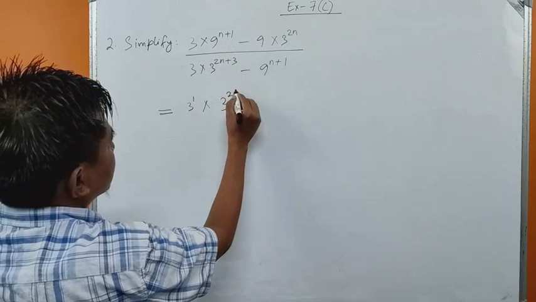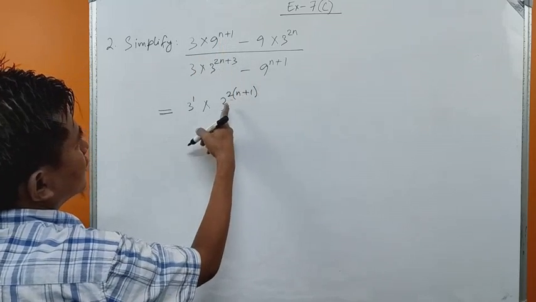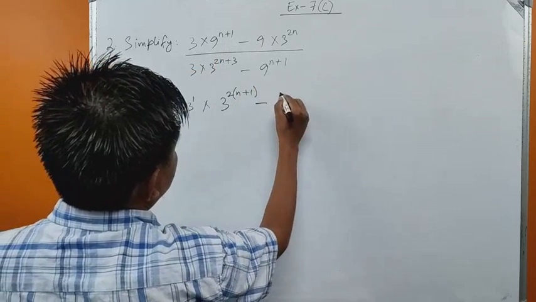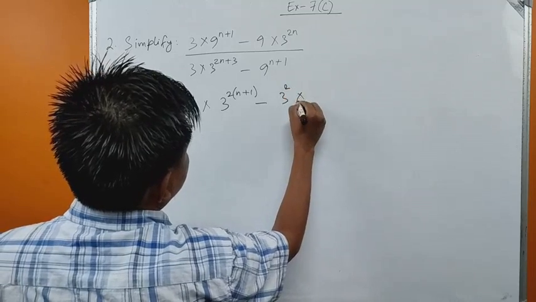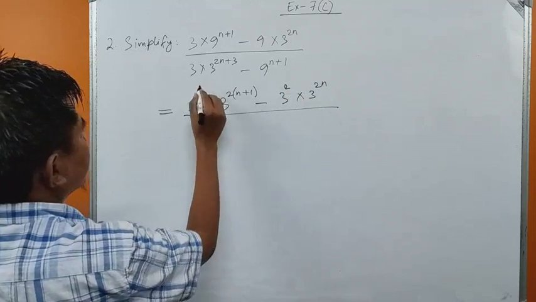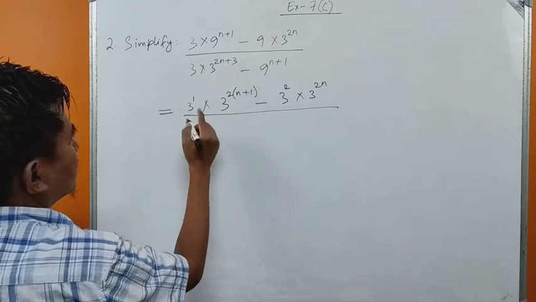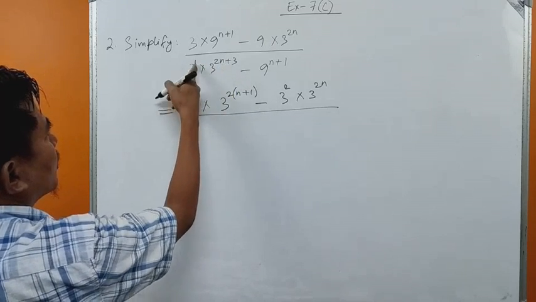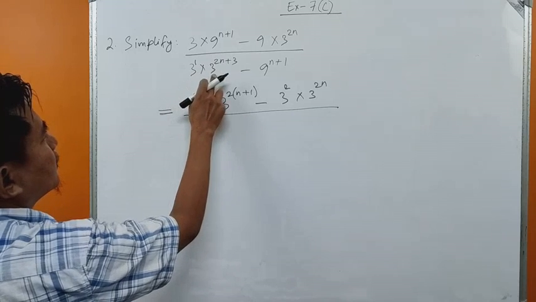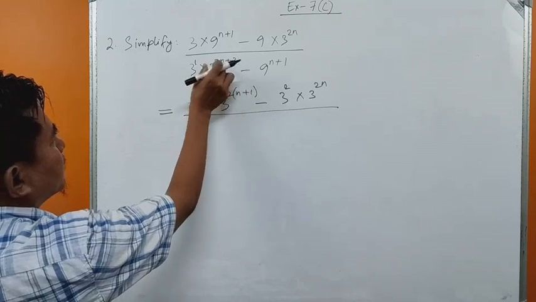So this is n plus 1, this n plus 1 is this. And instead of 9, I'm writing 3 squared, minus this 9 is 3 squared into 3 to the power 2n. Now we have same base 3 and 3, so we must add up the powers. Here we have 3 to the power 1, here we have 3 to the power 2n plus 3. Same base, 3 and 3, and they are being multiplied, so their powers will get added, isn't it?